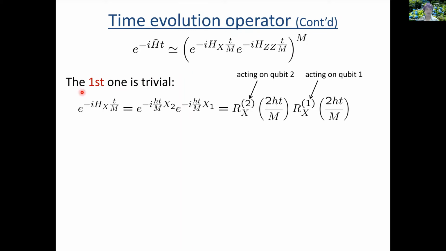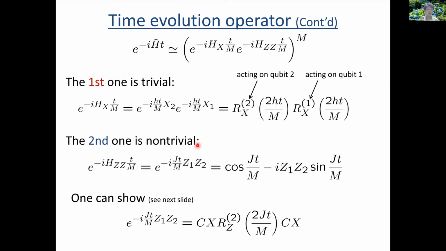Note that the first one is trivial if you remember the definition of Rx. But the second one is non-trivial since this involves the product of two Z's. And by definition, this is given by this operator. But one can show that this operator can be written in this way, by a combination of controlled X and Rz.